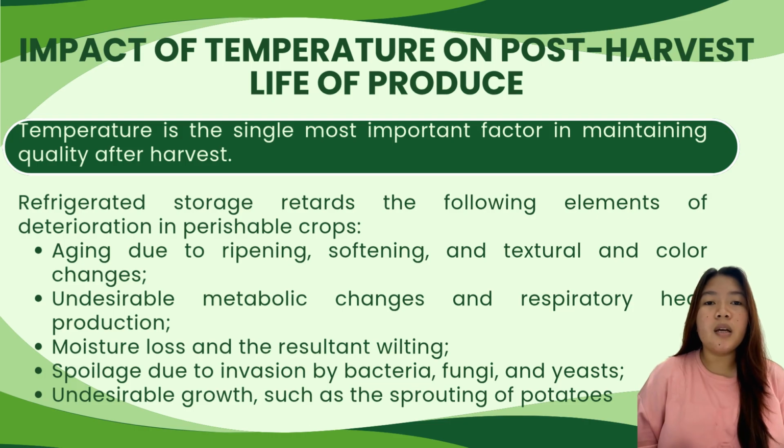Now, let's talk about the MVP of storage, temperature. As highlighted in our image in our presentation, temperature is the single most important factor in maintaining quality after harvest. Why is refrigeration so powerful? It retards or slows down 5 specific types of deterioration. First is biological aging. It slows down the ripening and textural changes. Mauna nga dali-dali ma-overripe ang inyong saging o kamatis.